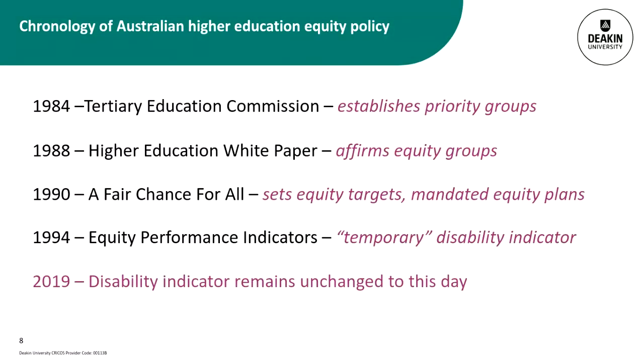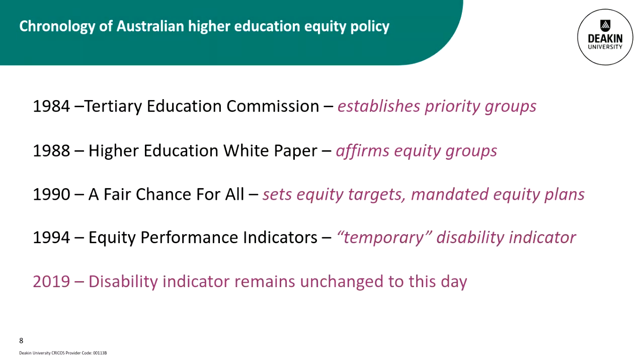A few years later, in 1988, there was a green and white paper process that led to some very large reforms in Australian higher education. We had a binary system of higher education, which generated a national unit system, and that again affirmed the groups that were first articulated in the Tertiary Education Commission's work, and set some more progressive policy objectives for equity in Australian higher education. Whilst there was a broad system-wide commitment to equity as a result of that white paper process, it was recognised that there needed to be a little bit more detail.